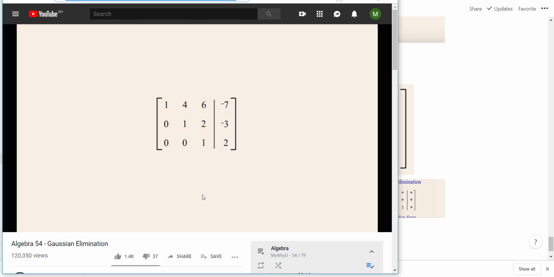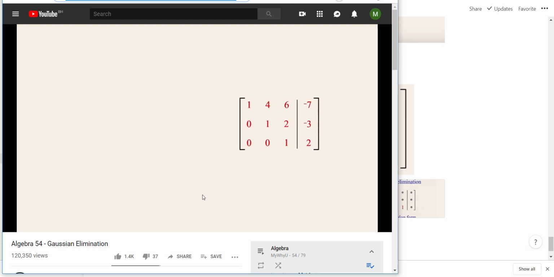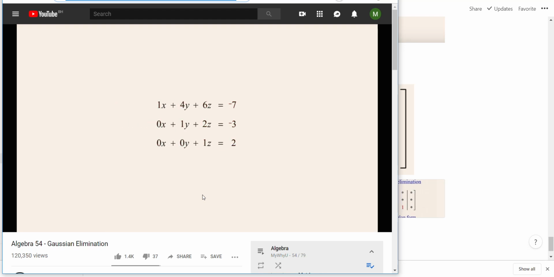The entries in the column to the right of the vertical line are the constant terms on the right side of each equation. Using these numbers, we can create the equations which correspond to this augmented matrix. Terms in the equations with 0 coefficients can then be eliminated, along with coefficients with a value of 1. We can now see why equations which correspond to matrices in row echelon form are generally easier to solve.